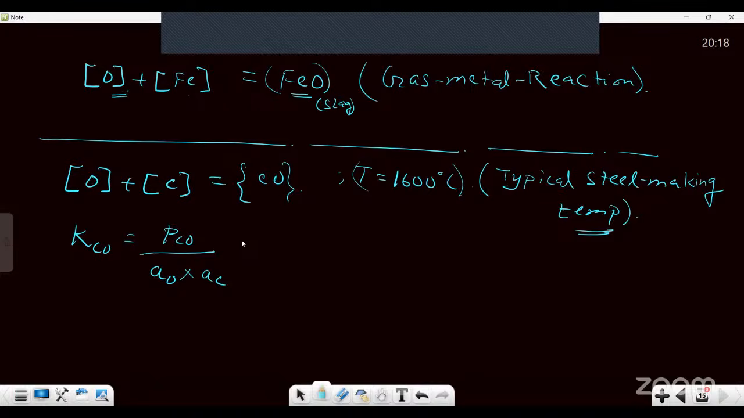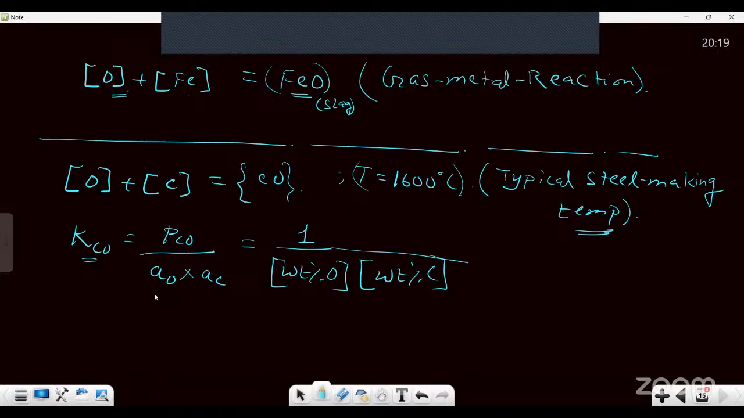Now, if the partial pressure is 1 atmosphere, if we maintain it as 1 atmosphere, because this is gaseous, then we can say that it is nothing but the weight percentage of oxygen. So this is the reaction constant, that is equal to 1 by the weight percentage of oxygen multiplied by the weight percentage of carbon. Okay, I can say this.